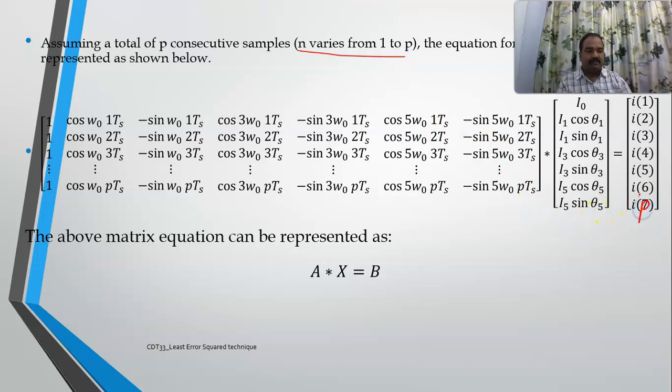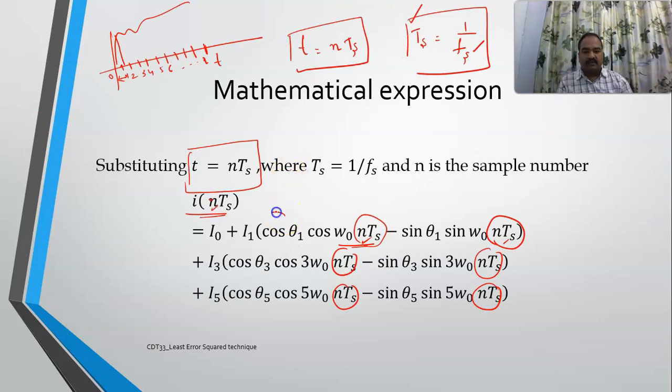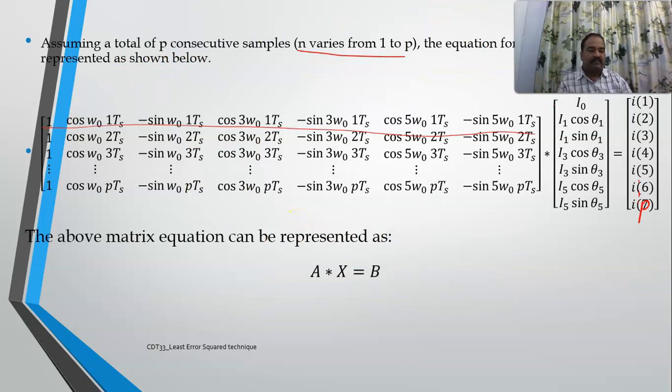I can go up to p. Okay, see, this is for the first one. I have taken these things, they do not vary. Only these sine and cosine components are varying every time, so I am taking the other things as constants. That's why I am representing it in this format.